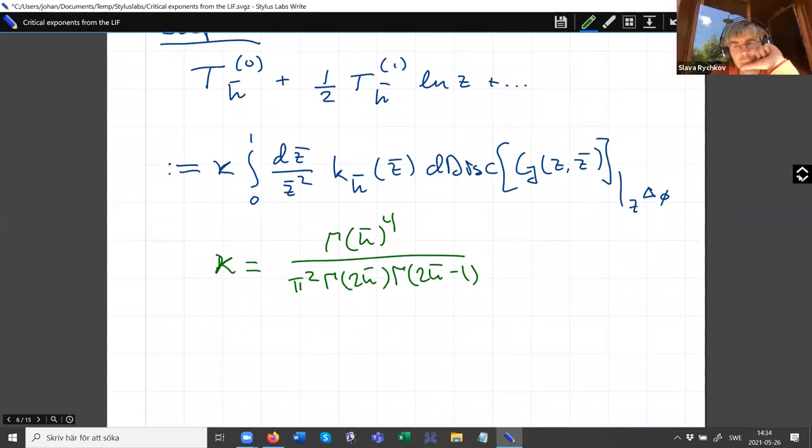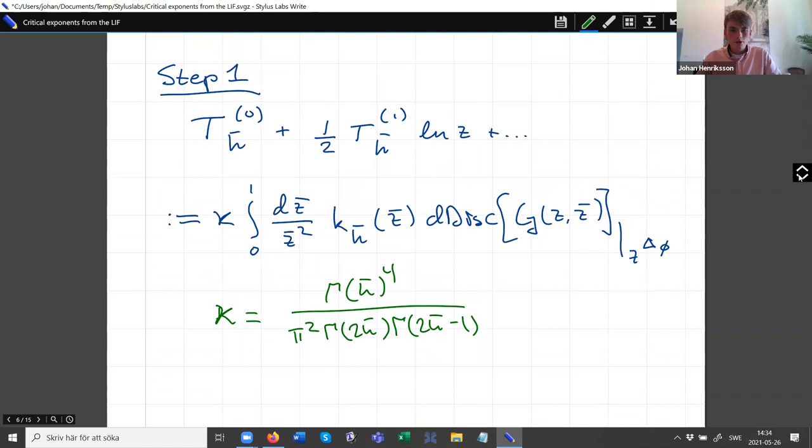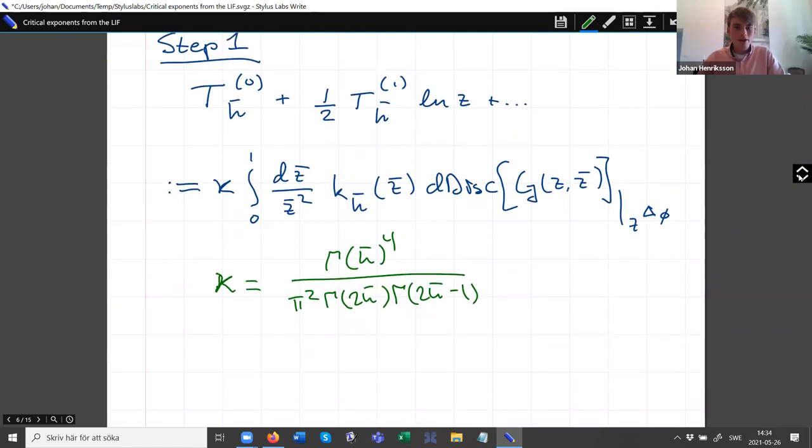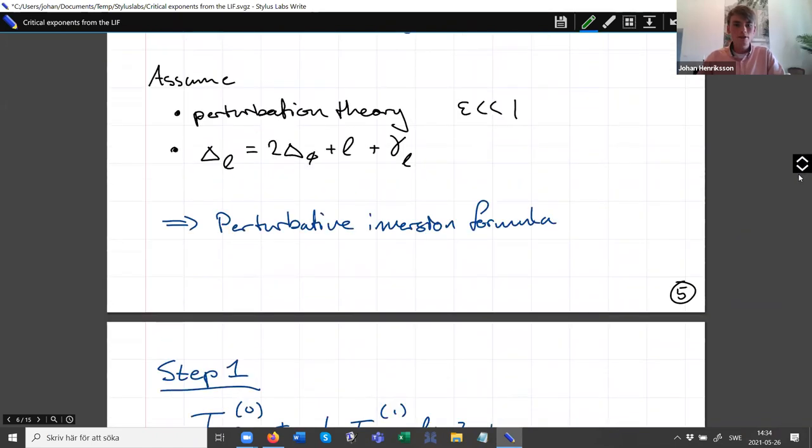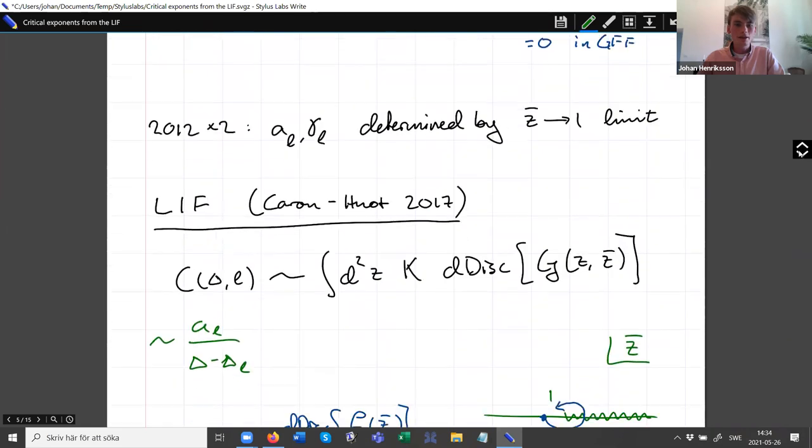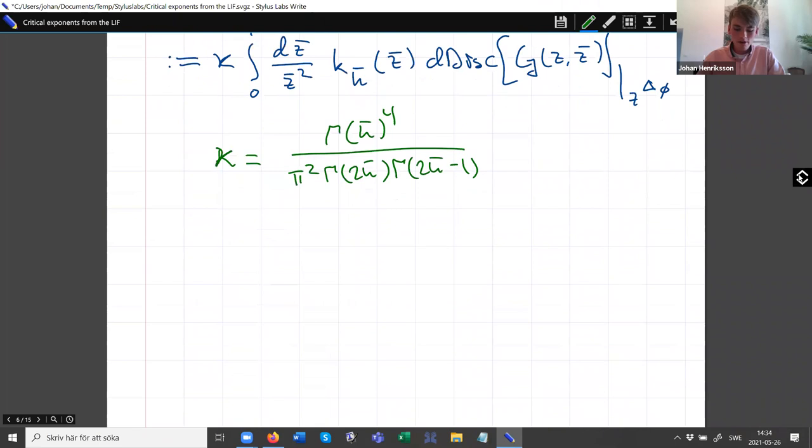Okay, so you compute this thing, the T's. Now how do these relate to the conformal data that we're after, this A_L gamma_L? They're given by a formula. So this is step two.